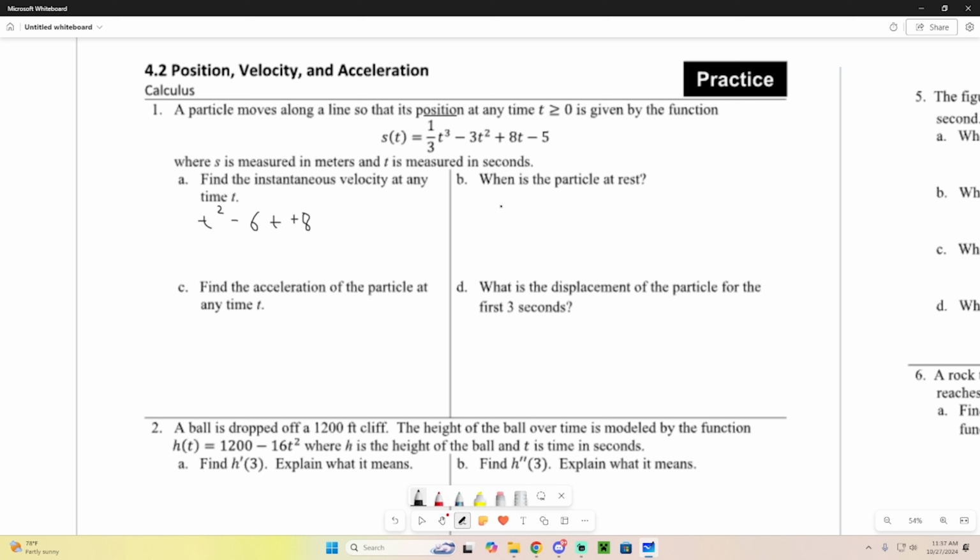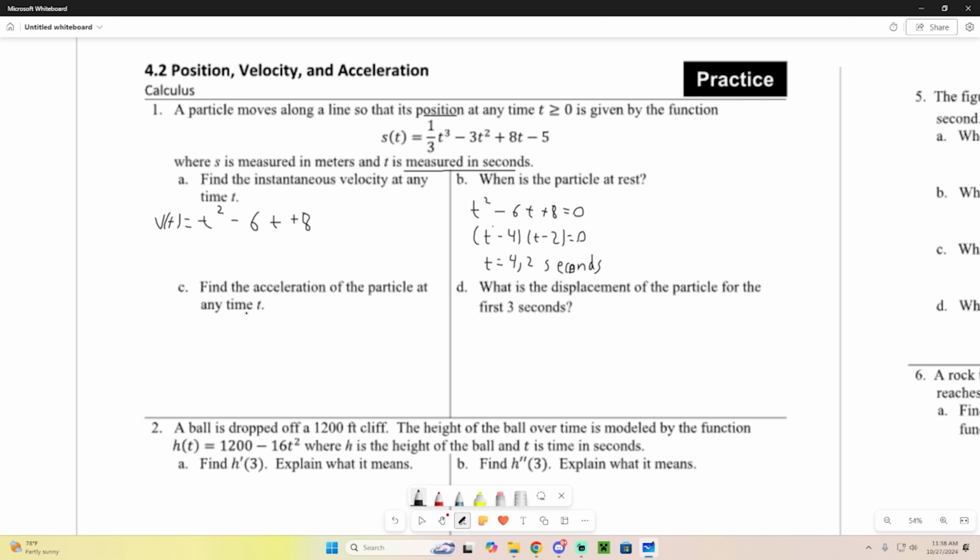Part B, when is the particle at rest? So to find when the particle is at rest, we just set our velocity function, which is v of t, equal to 0. So we got t squared minus 6t plus 8 equals 0. So to solve this, we just factor it into t minus 4 and then t minus 2 equals 0. So that means t equals 4 and 2, and let's label our units. T is measured in seconds, so it's going to be seconds.